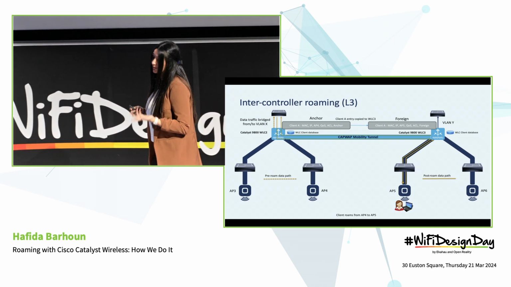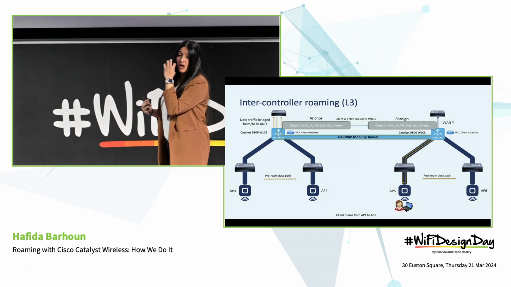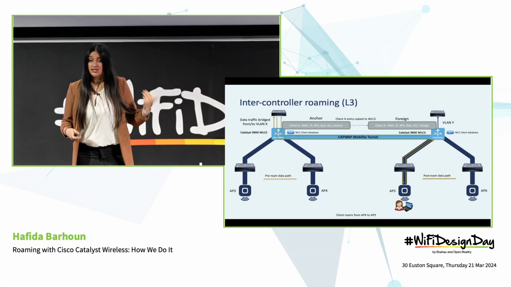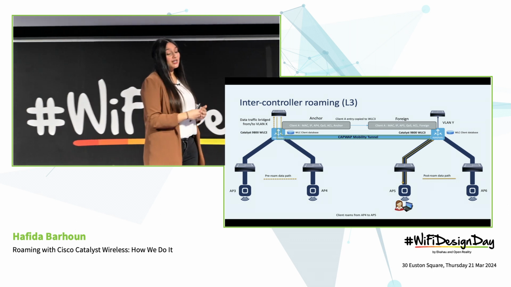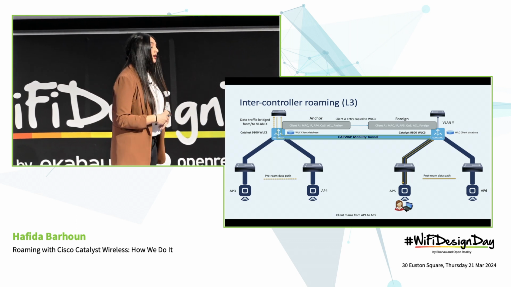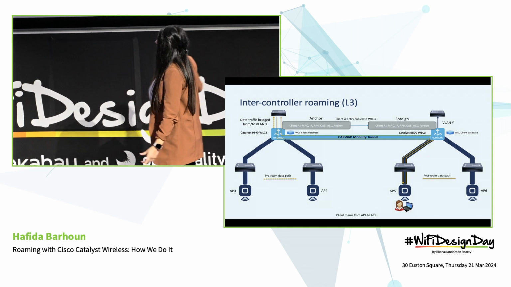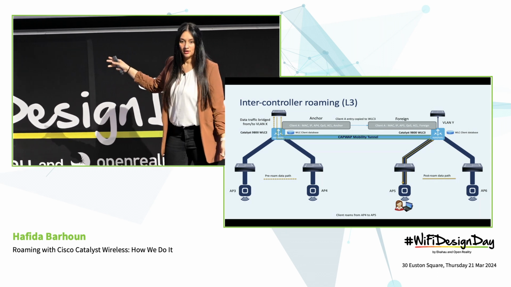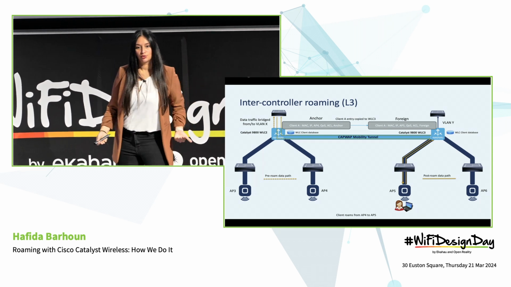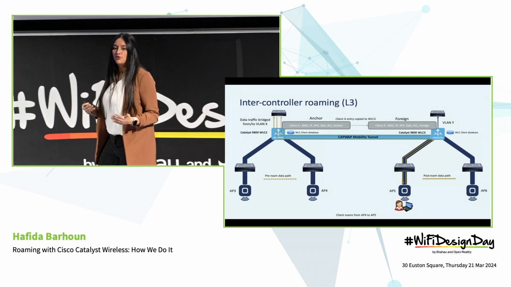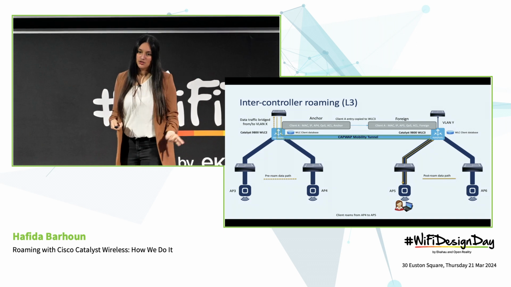Obviously, that can add some latency, and this requires more compute and more load on the 9800 controller. So we recommend to avoid as much as you can this type of inter-controller roaming by keeping all the APs inside the same roaming path, managed by a unique controller, and do intra-controller roaming. And if that's not possible for whatever reason, try to do layer 2 inter-controller roaming.